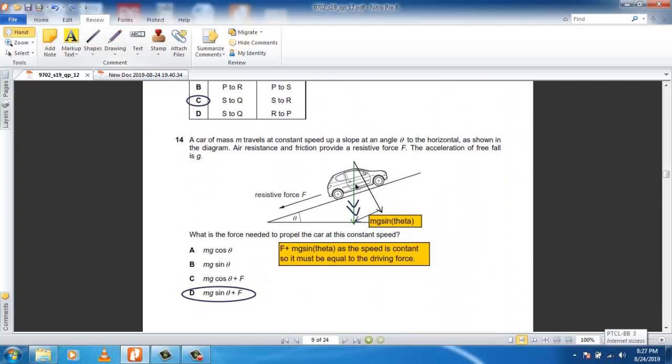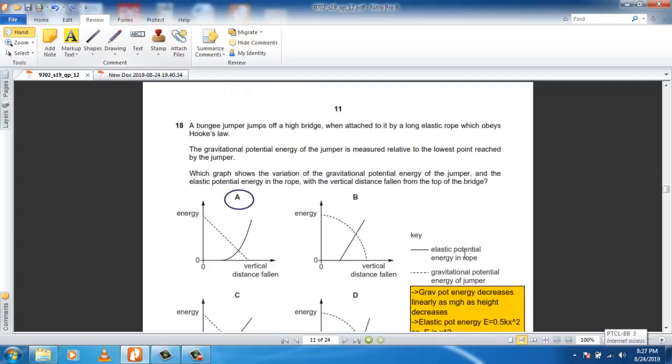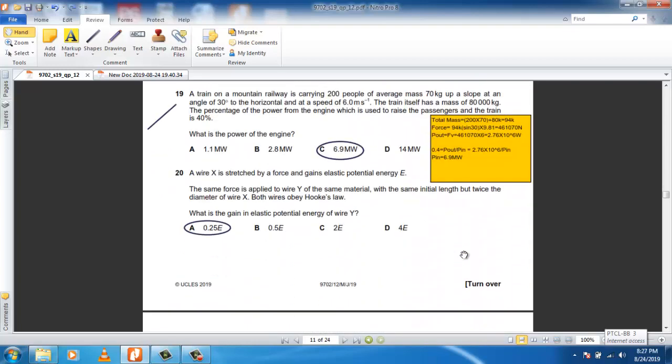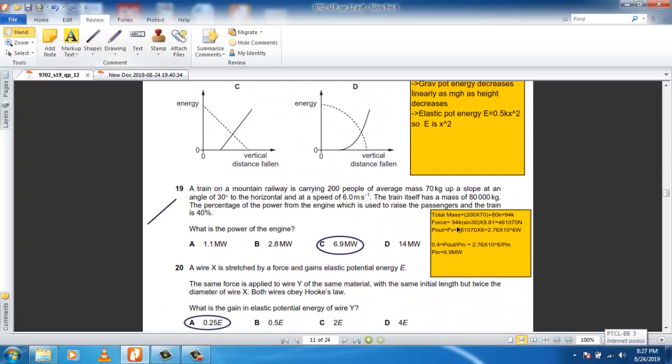Yeah, we're here. Consider this a train moving up a slope, so we have to consider mg sine theta along the slope. It's mg sine of 30, so it's 461,070 Newton, the force.